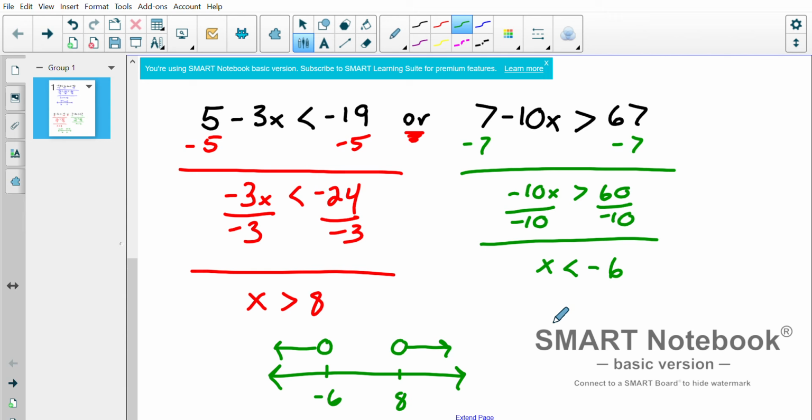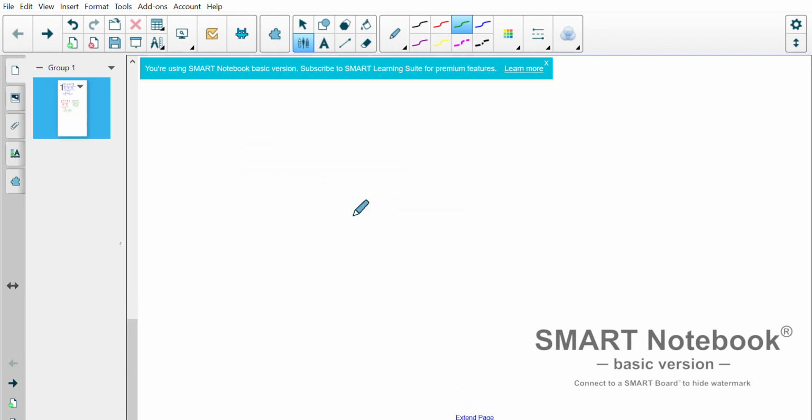So that's your review from compound inequalities. Hopefully you did well with those. You will have a few of those on your homework assignment tonight. Then, absolute value equations that we worked on yesterday. Your first absolute value practice problem that I want you to do.